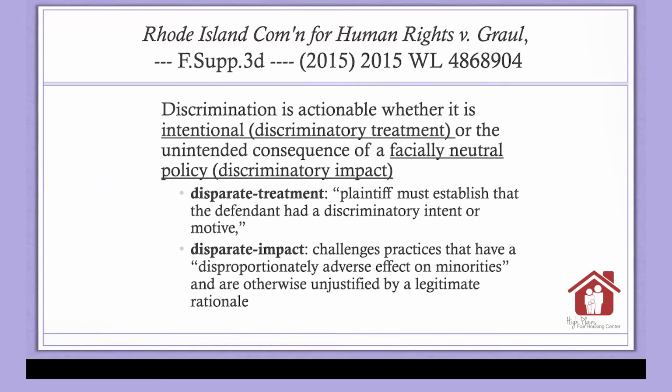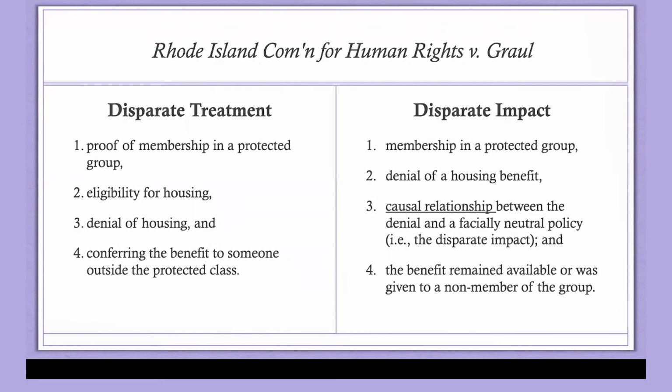So going off in a different direction. Here's another way of looking at it. Disparate treatment, we're looking for proof of membership in a protected group. That's usually easy to establish. Eligibility for housing, or that you applied for the housing, denial of the housing, and conferring the benefit to someone outside the protected class, or that housing opportunity remained available. That fourth element of disparate treatment is flexible. Disparate impact goes a different way. It's membership in a protected group, denial of a housing benefit, and instead of looking for intent, it's different.